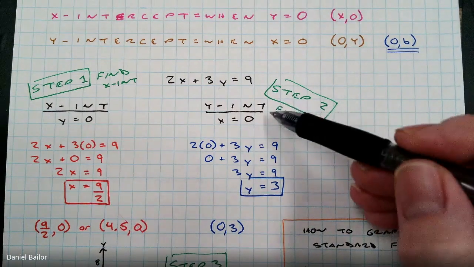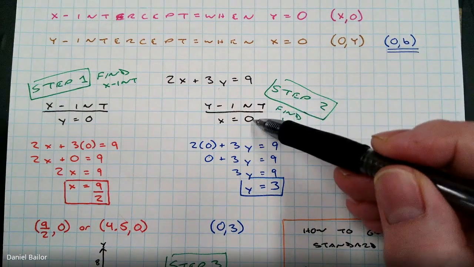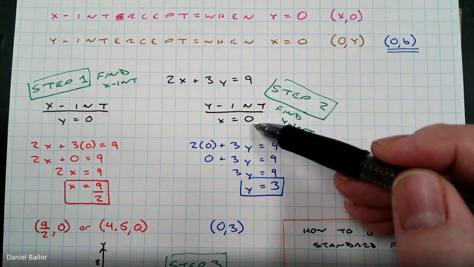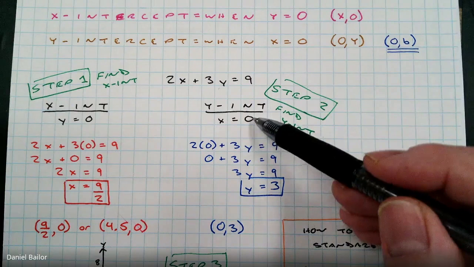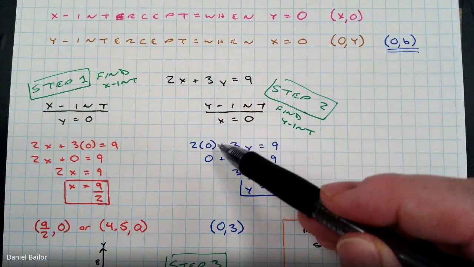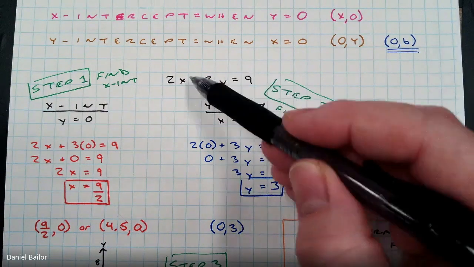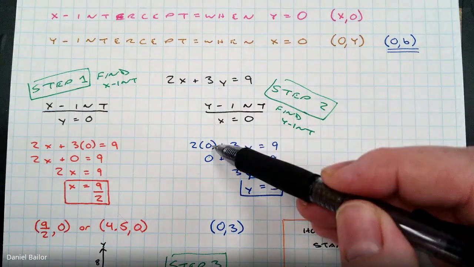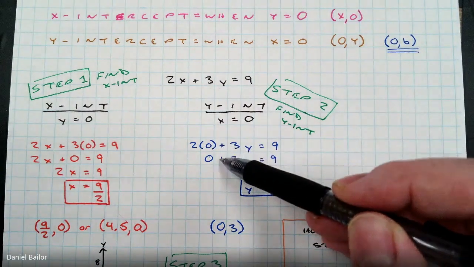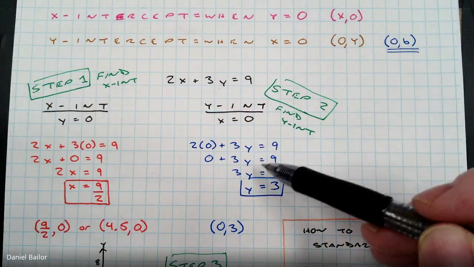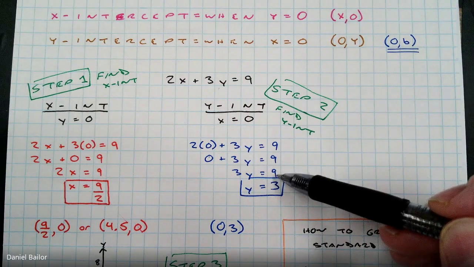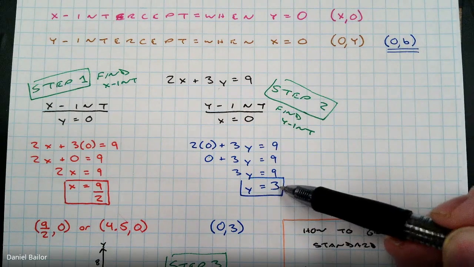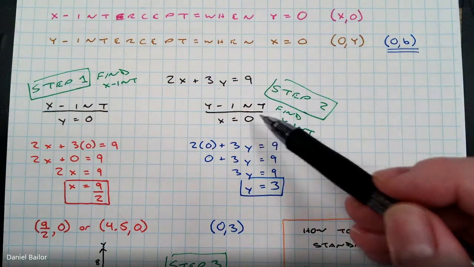I do the same thing with the y-intercept, except this time, x is 0. So in my coordinates, the x is a 0. And I use x is 0 in my equation. So wherever I see x, I put a 0. And then I solve it. I get 0 plus 3y equals 9. I get 3y equals 9. Divide both sides by 3 with the division property of equality. Y equals 3. So x is 0, y is 3.